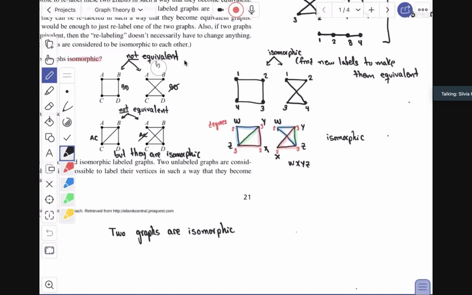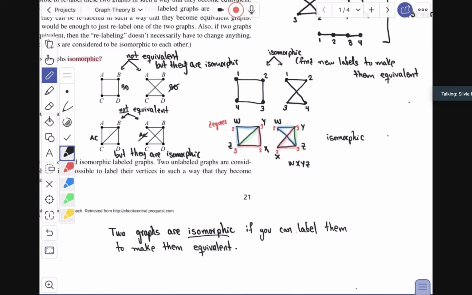And same for this one. And the proof that they're isomorphic is right here. We found labels that made them equivalent. Same thing here. Two graphs are isomorphic if you can label them to make them equivalent. So this is one possible definition of isomorphic.